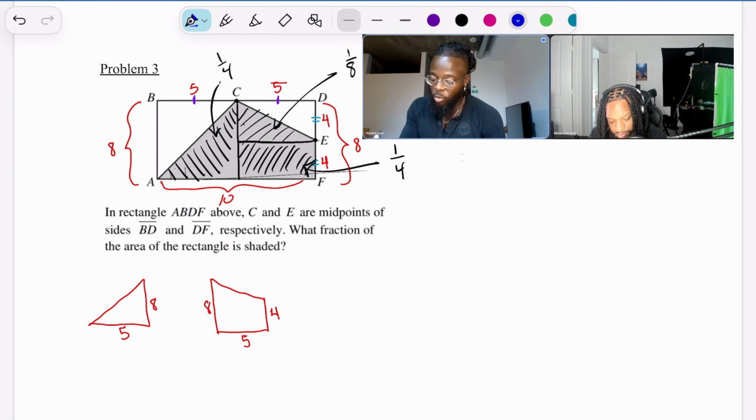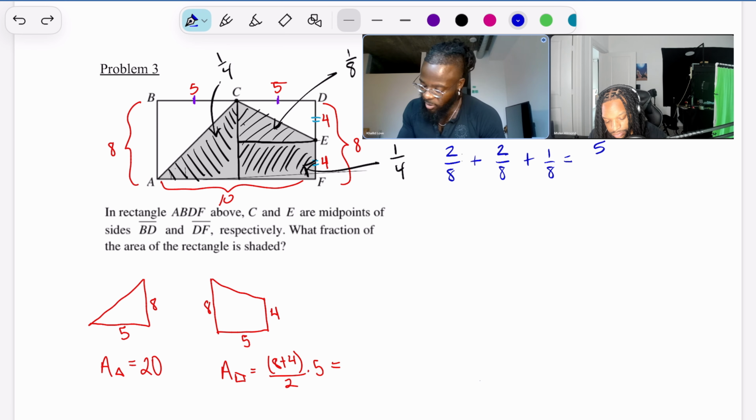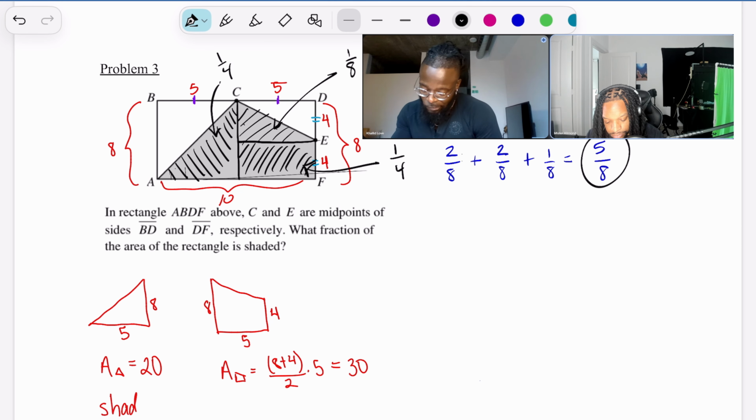Right. So we do 1/4 plus 1/4 plus 1/8. You can put it in Desmos if you want to. But this is easy fractions, right? We got 2 eighths plus 2 eighths plus 1 eighth. We end up getting 5 eighths of the circle. Or I'm sorry, of the rectangle is shaded. Okay.